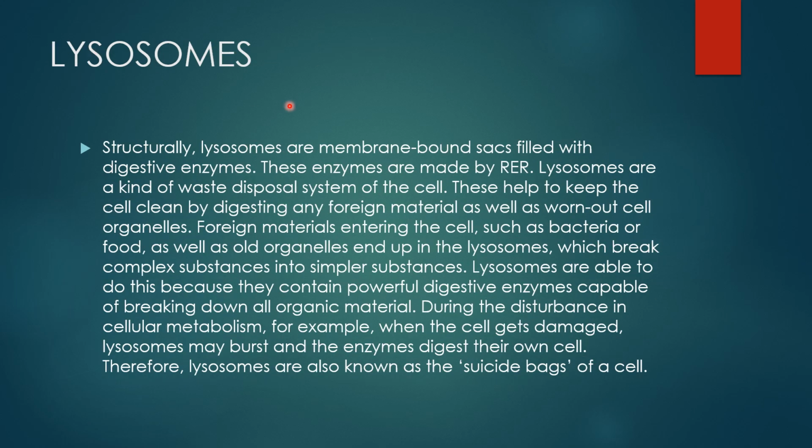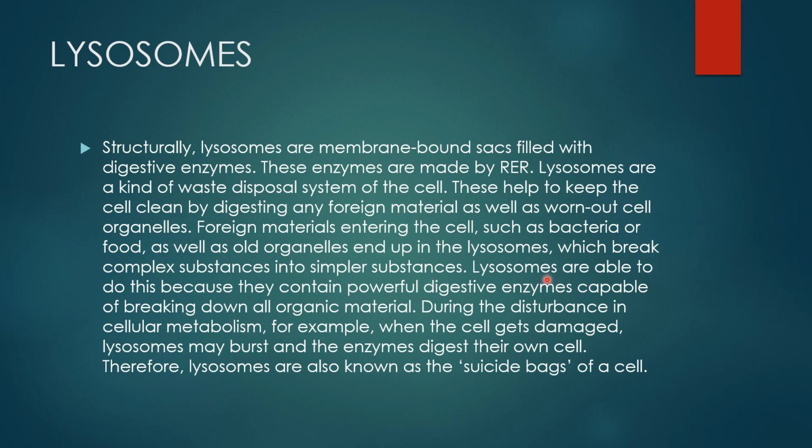Next, we come on to lysosomes. So, lysosomes are membrane-bound sacs filled with digestive enzymes, and these enzymes are made by RER. Okay. Lysosomes are a kind of waste disposal system of the cell. They help to keep the cell clean by digesting any foreign material as well as worn out cell organelles. ठीक है, cleaning का काम करता है ये. Foreign materials entering the cell like bacteria or food as well as old organelles, they end up in the lysosomes, which break complex substances into simpler substances.